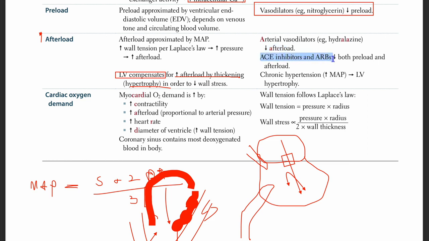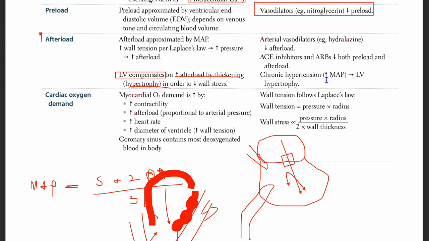ACE inhibitors and ARBs decrease both preload and afterload, right? Angiotensin-converting enzyme inhibitors, because this also causes vasoconstriction, and angiotensin receptor blockers. Angiotensin 2 is a vasoconstrictor, so you're going to block that. That will cause a decrease in both preload, because there's going to be a decrease in venous return, and afterload, because there's going to be a decrease in systemic resistance.